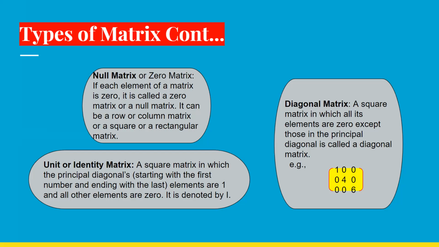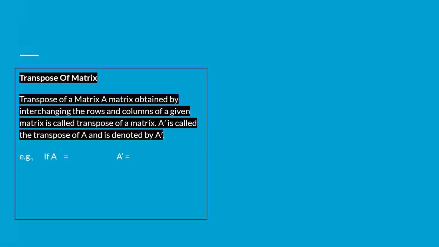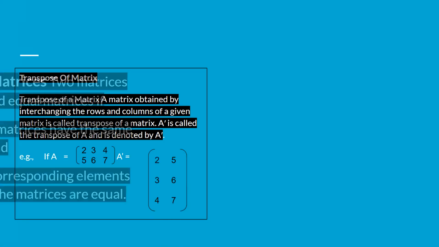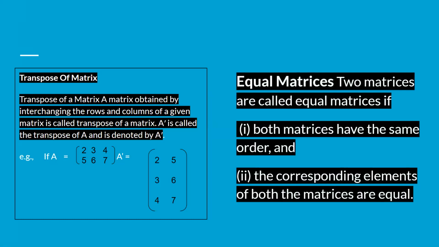Next is the unit or identity matrix. It is a square matrix in which the principal diagonal, which we have seen in the diagonal matrix also, starting with the first number and ending with the last, has elements equal to 1, and all other elements are 0. So a unit matrix is nothing but a diagonal matrix, but with all elements of the principal diagonal equal to 1. We call it a unit matrix or identity matrix also.